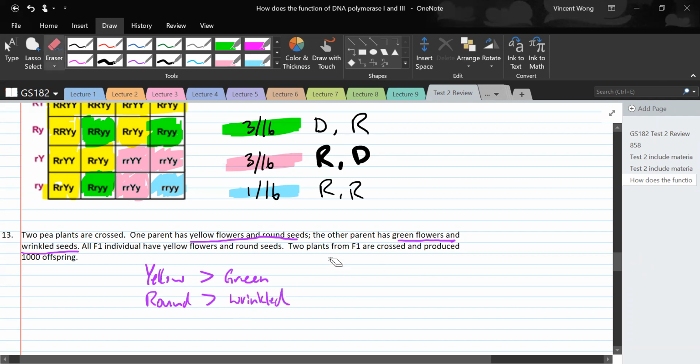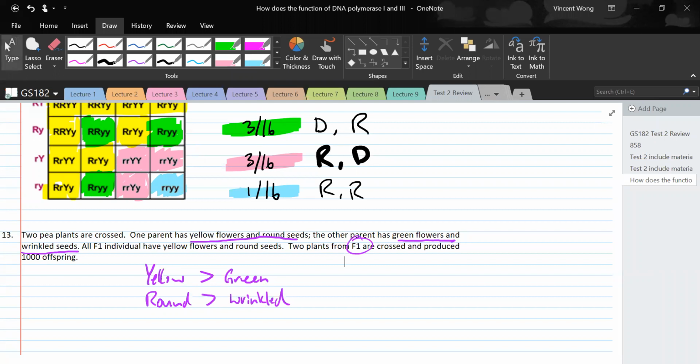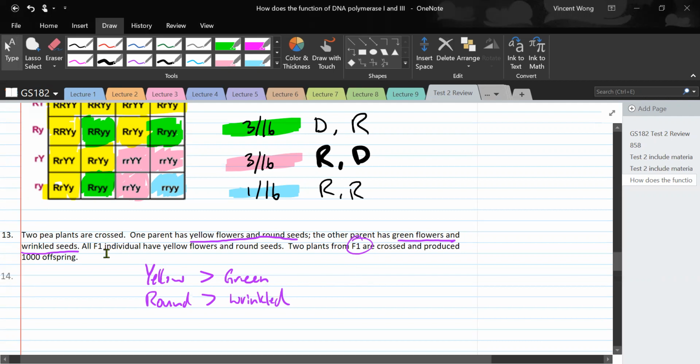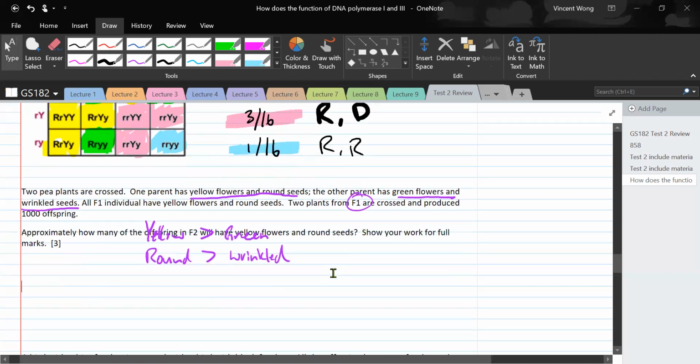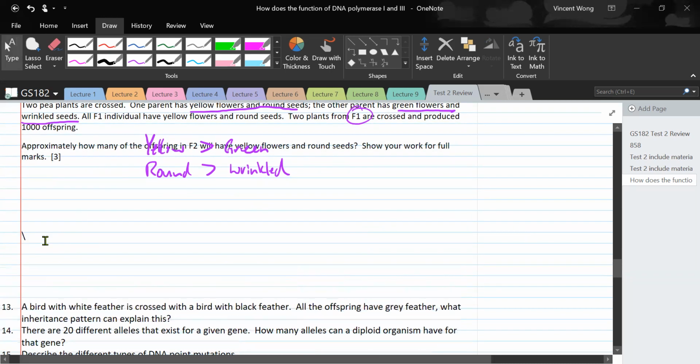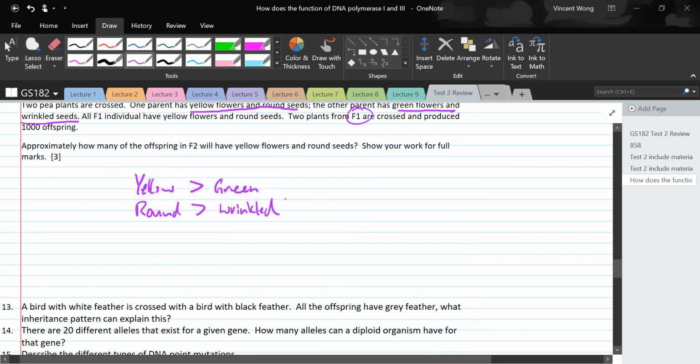Okay. And then you take two F1 and you cross them and produce 1,000 offspring. Let me finish the question. Approximately, sorry guys, I'm still all over the place here today. I'm still not feeling too well, so bear with me, please. So approximately how many of the offspring in the F2 second generation will be yellow and round?